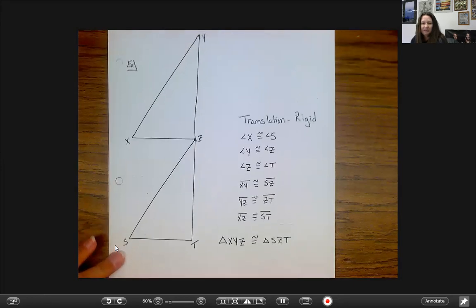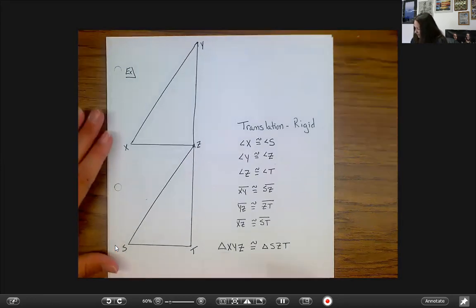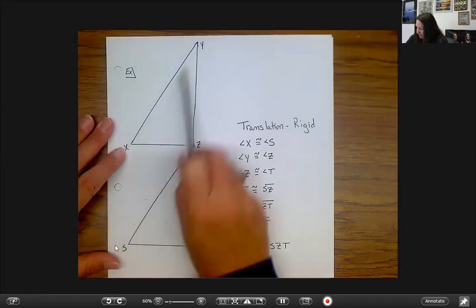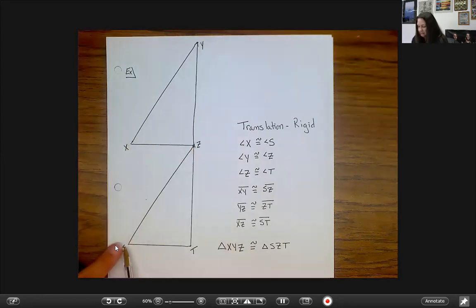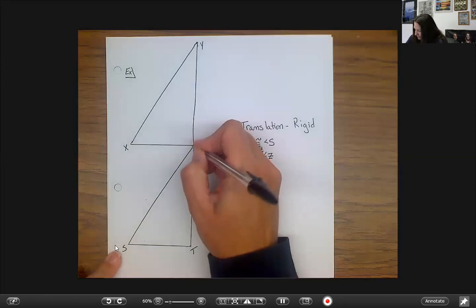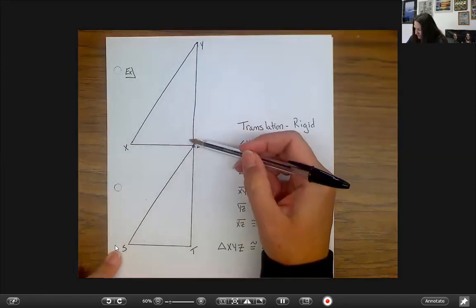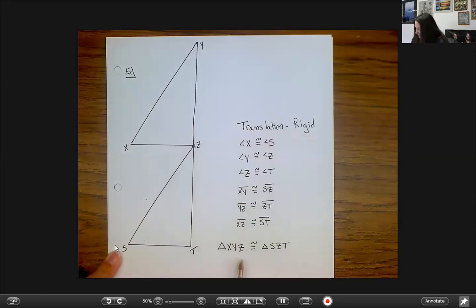So when I write my congruency statement here at the bottom, my original triangle was XYZ, X to Y to Z. So then my second one has to go the same direction around, so it'll go from triangle S to Z to T. Now notice we have two angles at Z. These ones are not congruent to each other, and we can tell that because they're in different locations in our congruency statement. Here Z was the third letter, here Z was the second, because it's representing two different angles.